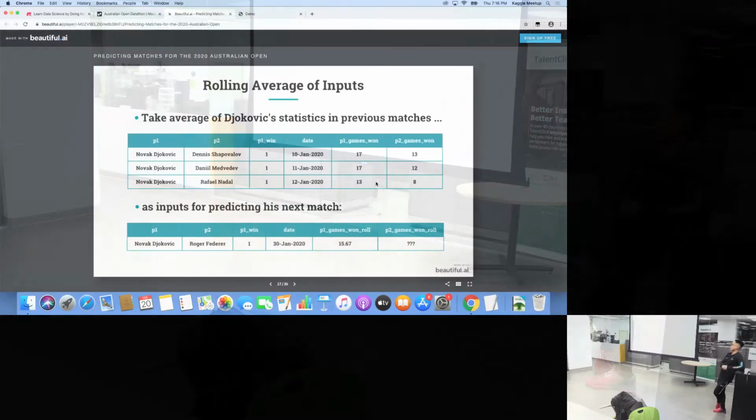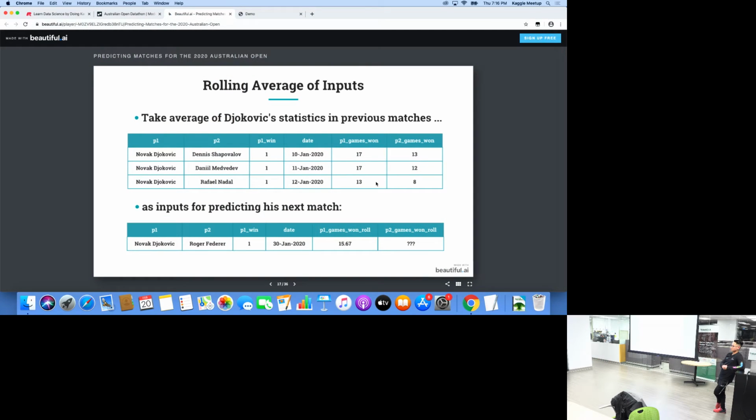I do want to do an exponentially weighted moving average. I think that would probably work better, but I never got around to implementing it. Yeah, because you want to weight the more recent matches a bit more heavily, right?